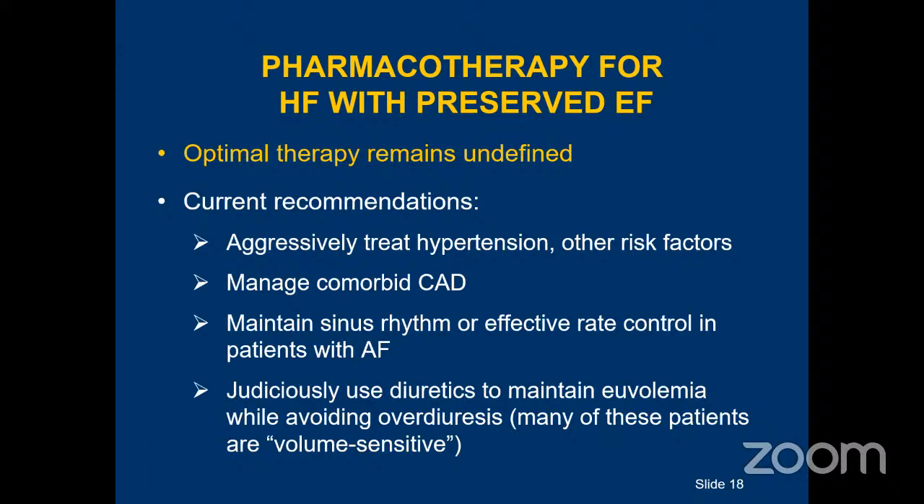Coming to the pharmacotherapy for patients with preserved ejection fraction, there is no optimal therapy. It depends on the situation of the patient. But what are the current recommendations? Aggressively treat hypertension, other risk factors, manage comorbid coronary artery disease, maintaining sinus rhythm or effective rate control in patients with AFib, judiciously use diuretics to maintain euvolemia while avoiding overdiuresis, because the patients who are in heart failure, they are really volume sensitive.